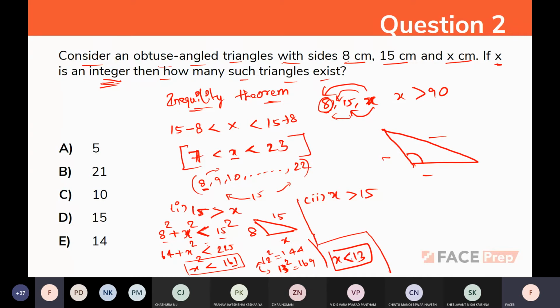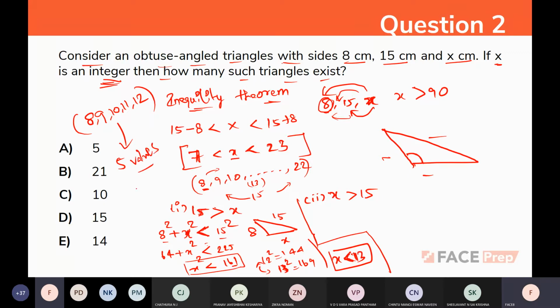From this case, what we have found is that x will be less than 13. Let's say 13 is here. So what are all the values we have before 13? 8, 9, 10, 11, 12. We cannot consider 13 because x is less than 13. So we have 5 different values for x in this first case. 5 possible values.